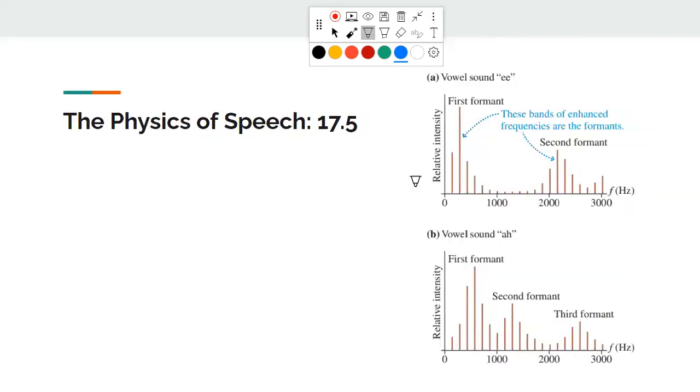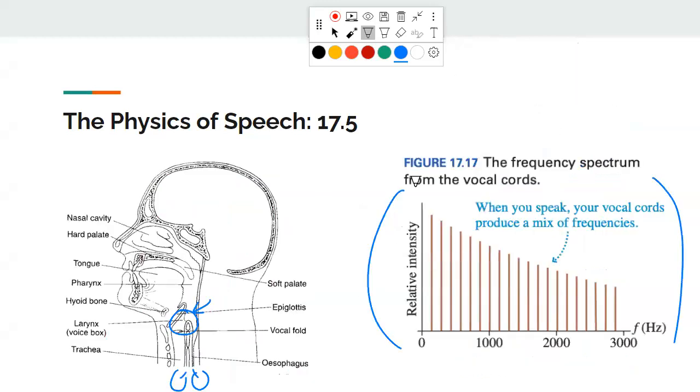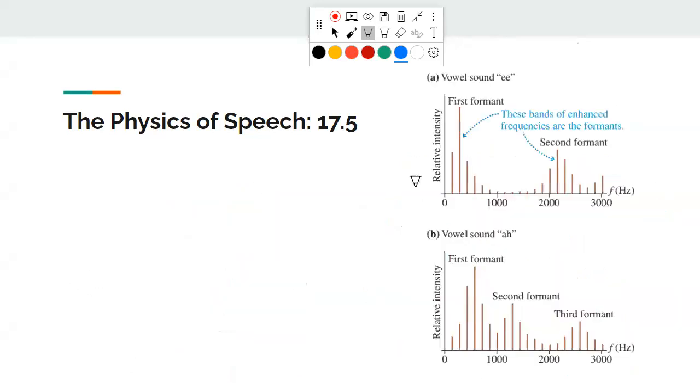Okay, so I think that's all that the book really had on the physics of speech. The most important thing here is just to understand that there's this process called Fourier transformation that allows us to produce these frequency spectrum plots and consider any sound, no matter how complex, as just a combination of sine waves that each have different amplitudes and different frequencies. Okay, any questions about 17.5?